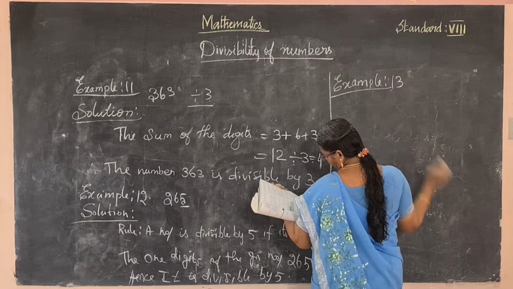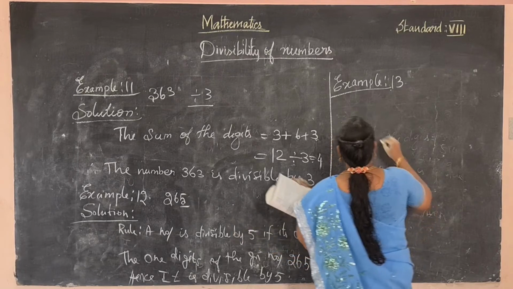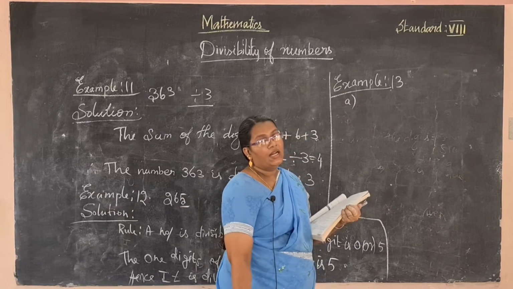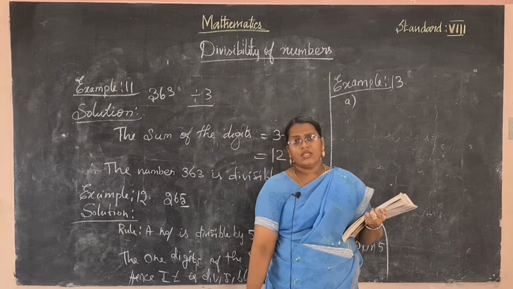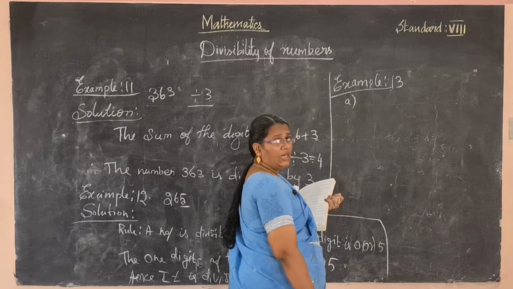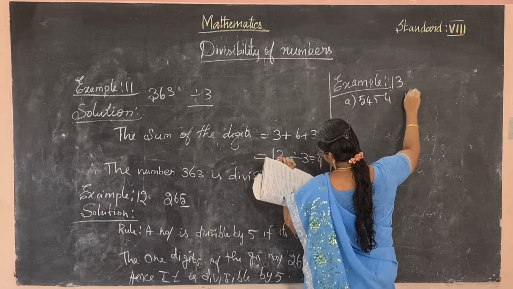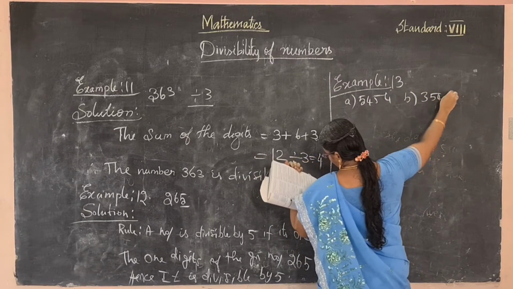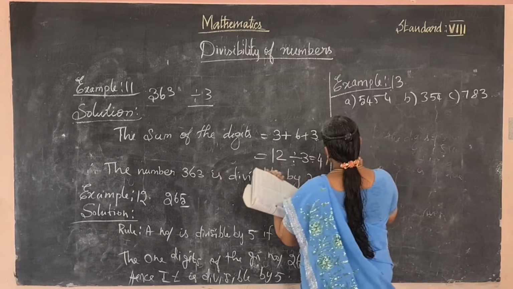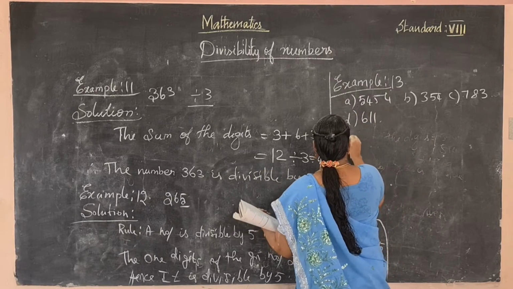Example 13. Find out whether the given numbers are divisible by 9 or not. What is the rule of divisibility by 9? The sum of the digits is divisible by 9. So you have to find out the sum of the digits for the given numbers. Okay, so A 5454, B 354, C 783, and D 611. Okay, so solution.